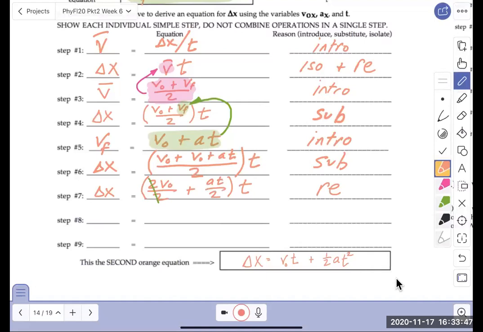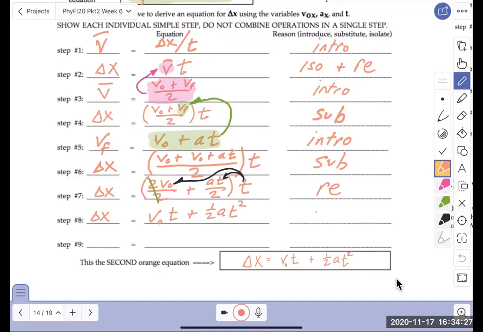Well, we can distribute. So let's distribute the T to here. Oh, I'll change that color. Let's distribute the T. The T goes to here, it goes to here, and it goes to here. I'll try and make yours look nice because you're probably the one I'm going to put on the screenshots. So I distribute the T to both. And voila, I end up with delta X equals V naught T plus 1/2 A T squared.